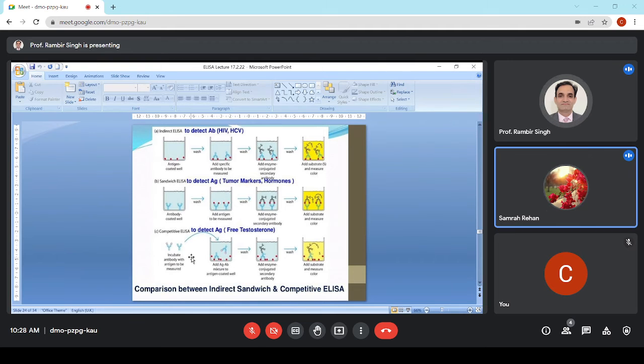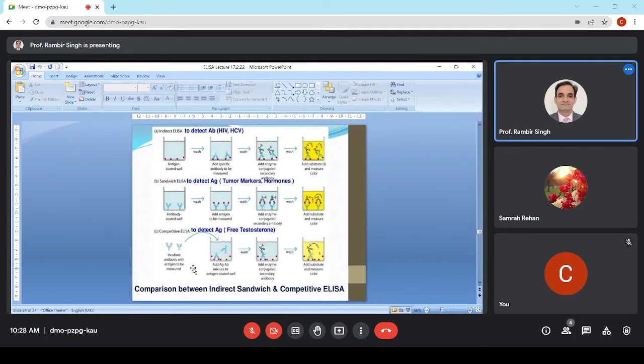You incubate the antibody with the antigen to be measured in a well. So you have the antigen-antibody reaction, and some of the antibody will bind to the well. Now what happens is that we also give unbound antibody. Now this is bound antibody and this is unbound antibody.